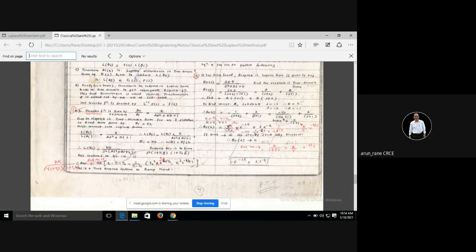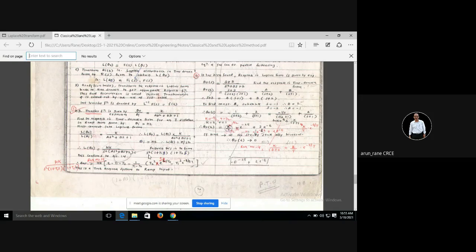Now this can be factorized into two parts, because this is a quadratic equation. This can be factorized into two parts, 1 plus p1s and 1 plus p2s. This is a quadratic equation, so it will factorize. Yes, sir. Now this is my Laplace form. So now again I have to bring it into time domain form.